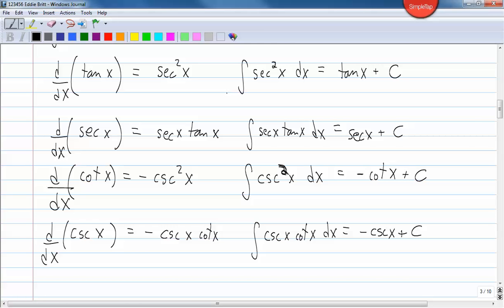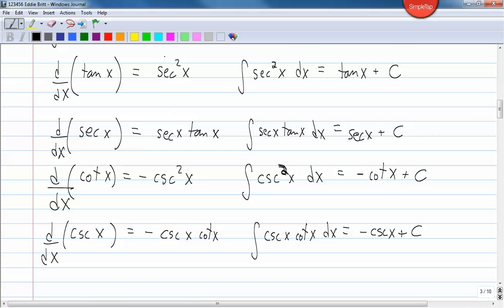A lot of times students get the secant and tangent integrals and derivatives mixed up. So remember that the derivative of tangent is secant squared. So that would mean the integral of secant squared is tangent. And then even if students get this right, sometimes they get confused here between cotangent and cosecant.